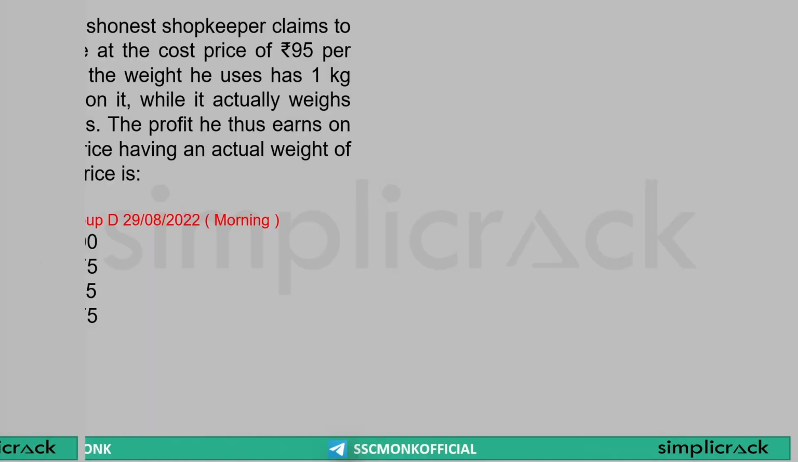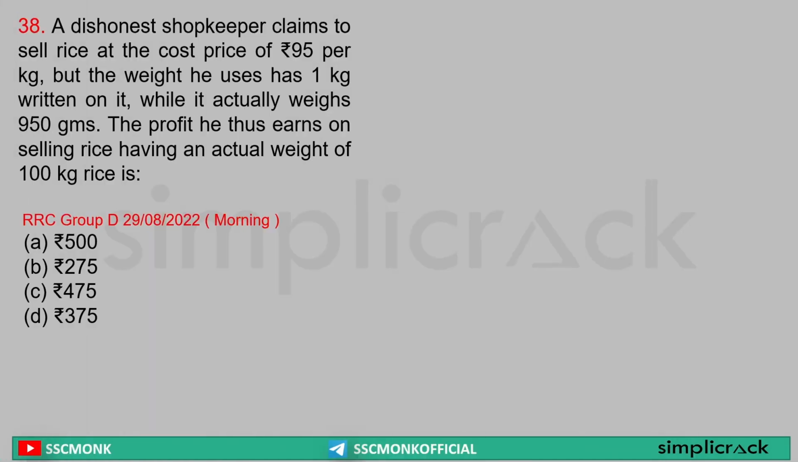Clear? Next. A dishonest shopkeeper claims to sell rice at a cost price of 95 per kg, but the weight he uses has 1 kg written on it, while it actually weighs 950 gram. The profit he thus earns on selling the rice having an actual weight of 100 kg is what? Sir, basic thing, profit percentage is equal to what? 1000 minus 950 by 950 into 100%.